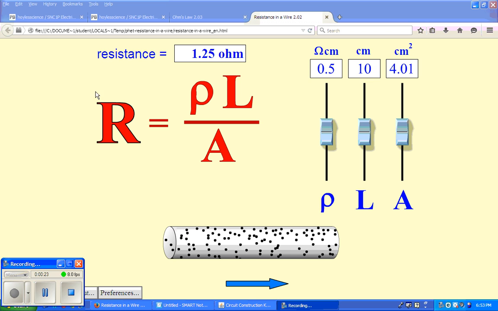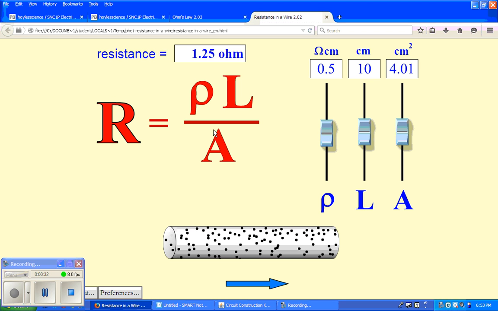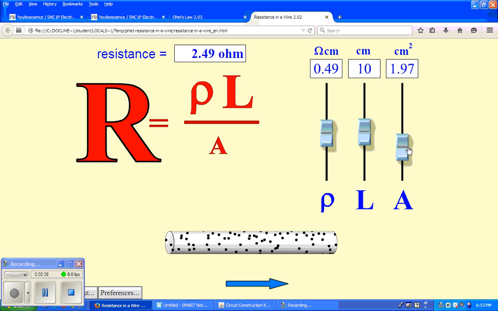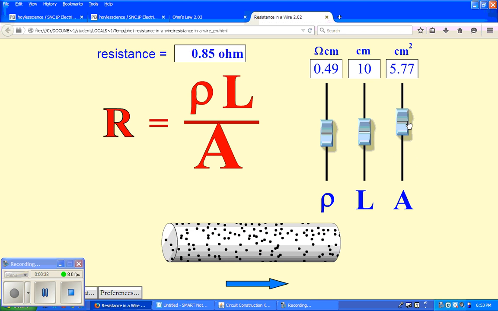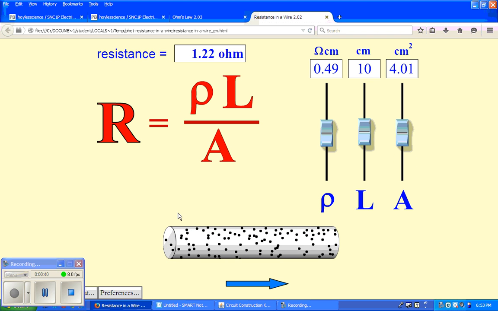So R stands for resistance, and we have L here, which is the length, and we have A, which is the area, which is another way of essentially saying how thin or thick the wire actually is. When we say area, we're talking about this surface area at the end of the wire here, which is just a measure again of how thin or thick the wire is. So just watch what happens to the size of the lettering here as I move these dials.